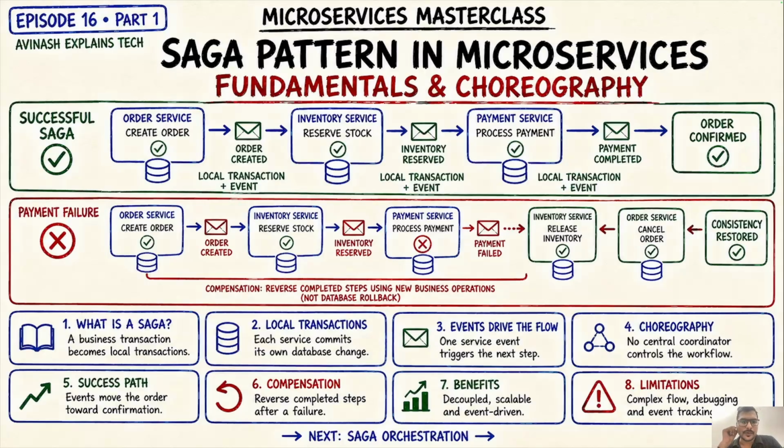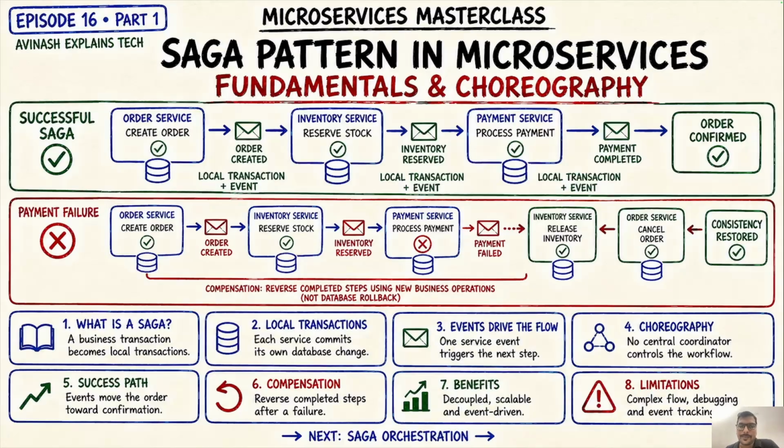In the previous episode, we discussed distributed transactions. We understand what happens when one business operation spans multiple microservices and their databases. For example, order service creates an order, inventory service reserves the product, payment service processes the payment. If all three operations succeed, there is no problem.